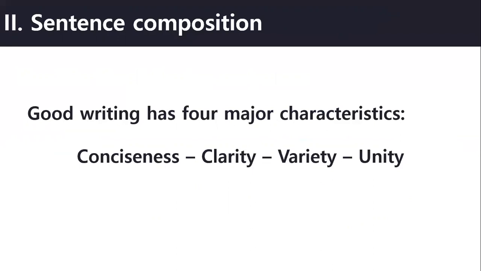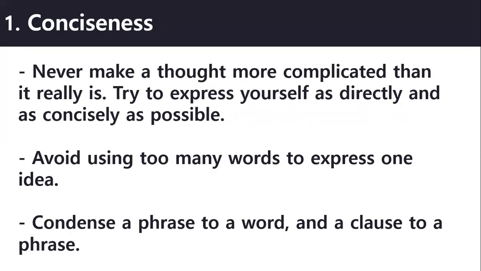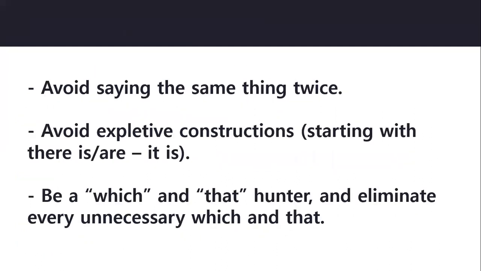Good writing has 4 major characteristics: conciseness, clarity, variety, and unity. Let's start with conciseness. Never make a thought more complicated than it really is. Try to express yourself as directly and as concisely as possible. Avoid using too many words to express one idea. Condense a phrase to a word and a clause to a phrase. Avoid saying the same thing twice.